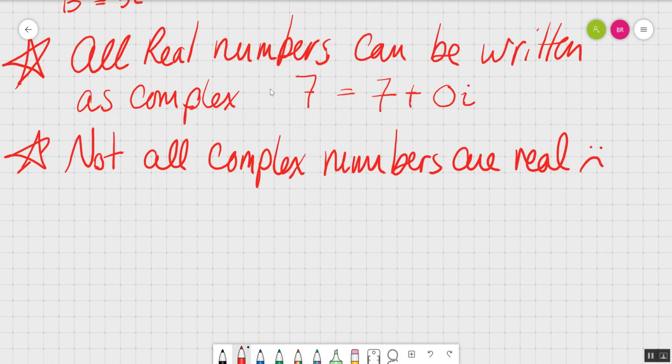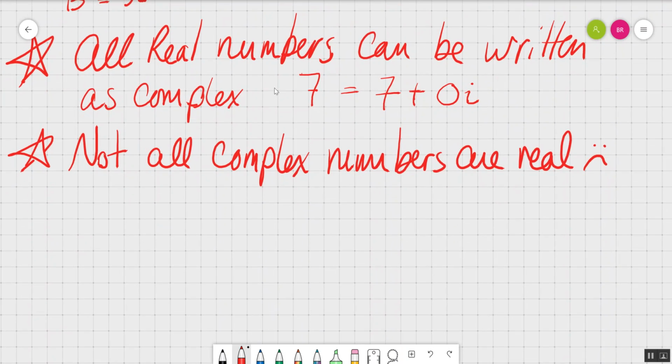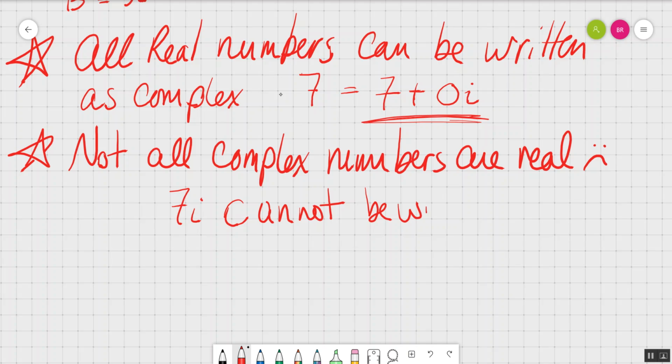So like I said, it just adds something a little extra to this that allows you to solve some things. So for instance, the number 7 is both real and complex. Here's how I write it as a complex number. However, things like 7i cannot be written as a real number.